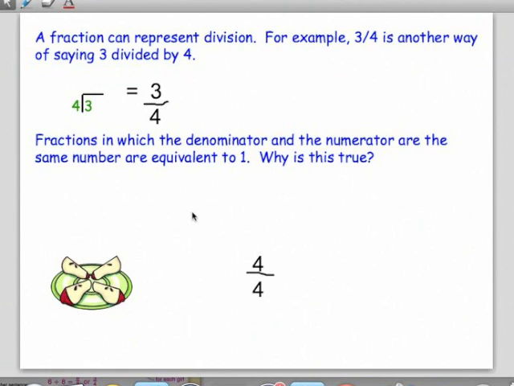Fractions in which the denominator and the numerator are the same, like the one down here, 4/4, are equivalent to 1. Why is this true? Because if we're talking about 19 out of 19, it's everybody. It's the whole group. It's the whole one.